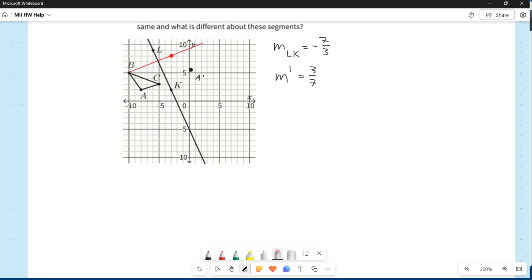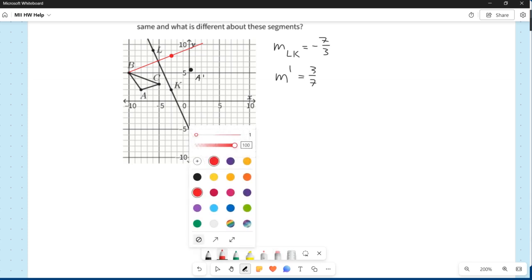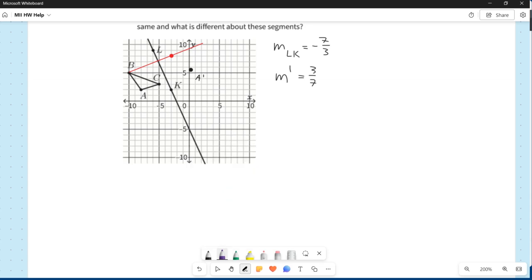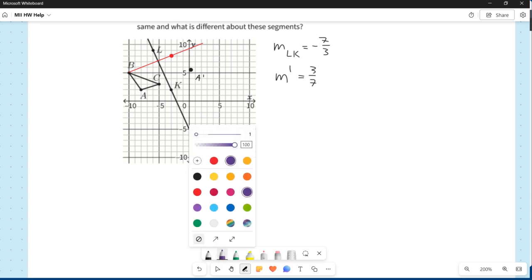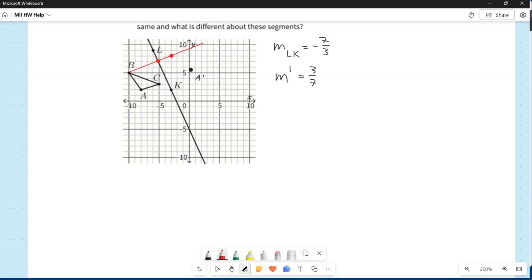And in terms of where it's going to be on that red line, I know that wherever it is, it's going to be the same distance from LK as my original point B was from LK. So I'm going to go back to B, my original point here, and see how far it is from B to my point of intersection with LK.